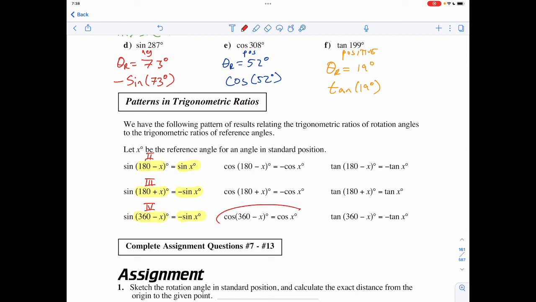We know that cos is going to be positive in quadrant 4. We know that tan is going to be positive in quadrant 3 and is going to be negative in the other cases.